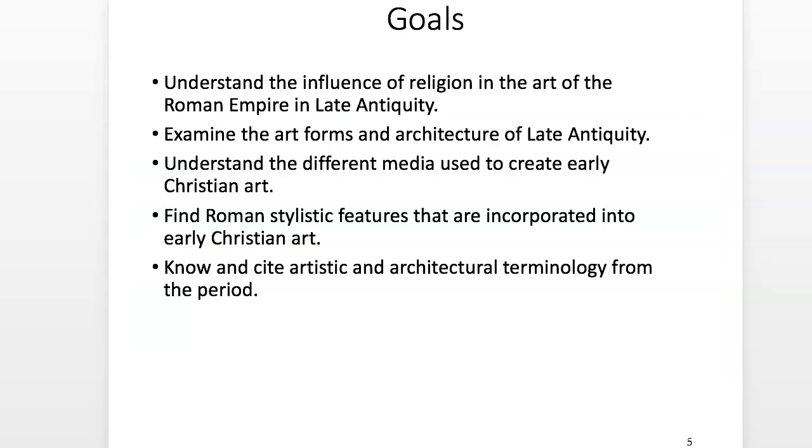Some goals that we need to go over. I want you to understand the influence of religion in the art of the Roman Empire in late antiquity, examining art forms and the architecture of this period, understanding some different media used to create early Christian art, and also we want to find Roman stylistic features that are incorporated into this, and then be able to cite artistic and architectural terminology.